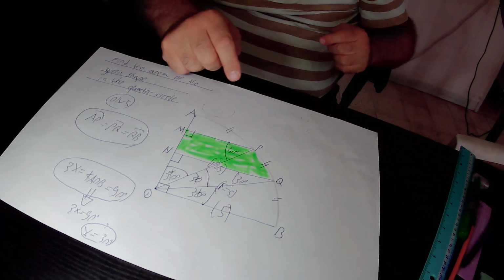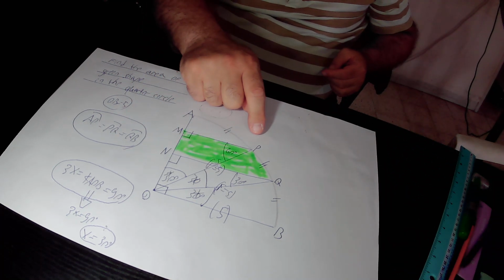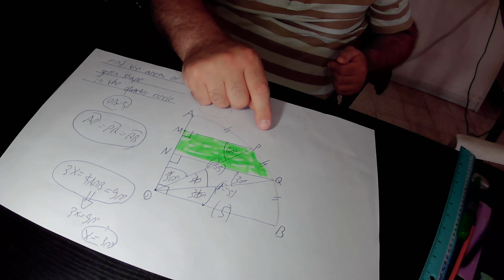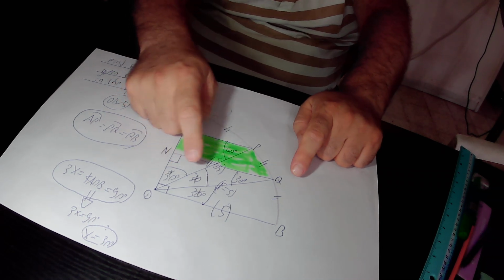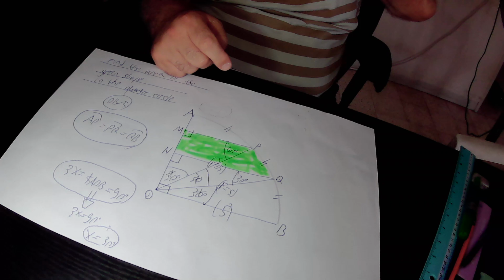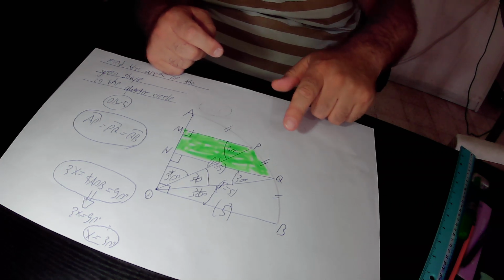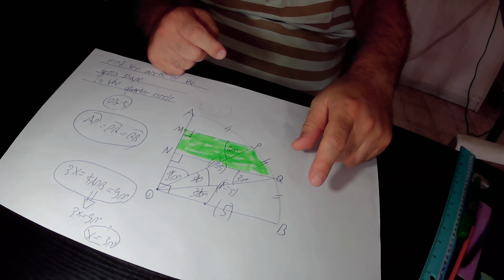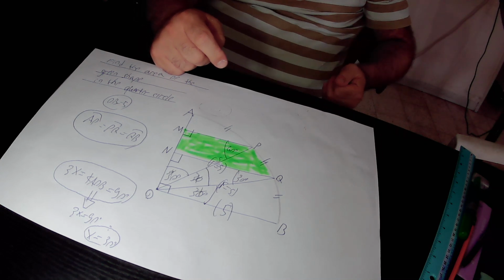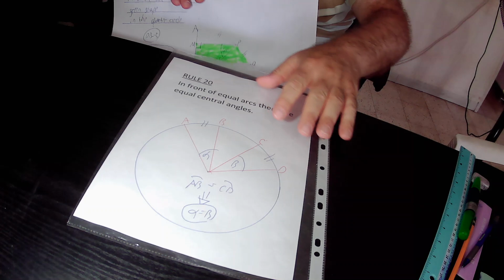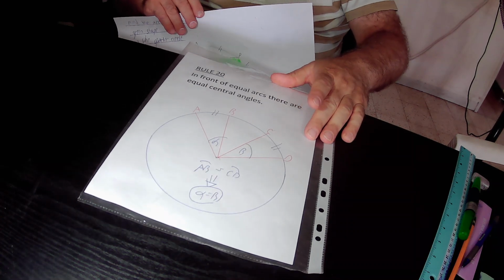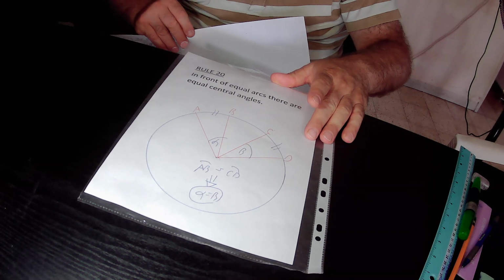In the first step, we join points O and P together by a straight line, and we also join points O and Q together by a straight line. Because arc AP equals arc PQ equals arc QB, we can apply rule 20. According to rule 20, in front of equal arcs in the circle, there are equal central angles.